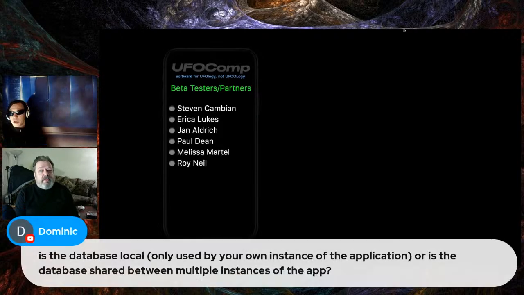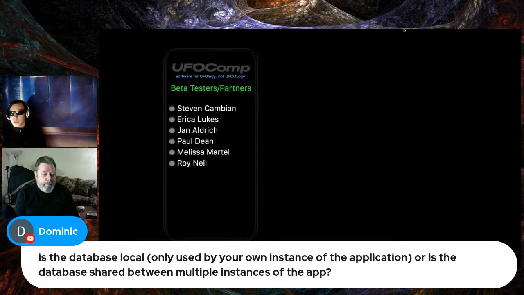So sure. Somebody else asked a good question that's kind of what you're talking about now, though. They're asking, is the database only local, only used in your own instance of the application, or is the database shared between multiple instances of the app, or could it be shared between multiple researchers?